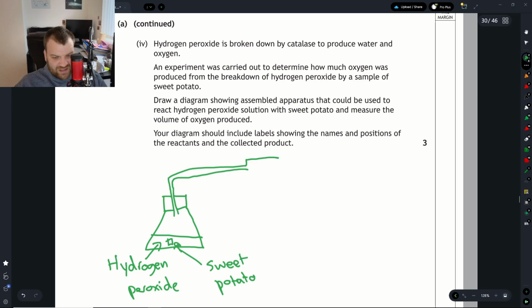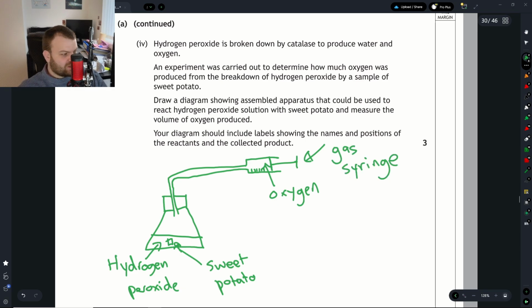I would then use a gas syringe, easiest way of collecting the gas, especially if we have to draw it. Something like that. We would have our little graduations on them. We've got our oxygen inside the syringe. Just for good measure, in case people think that my diagram isn't the most wonderful thing you've ever seen, that is a gas syringe.